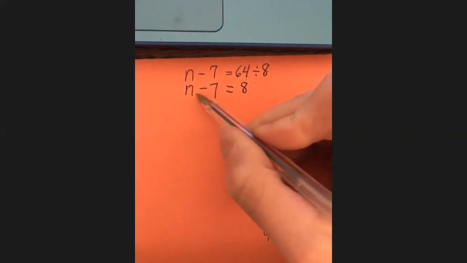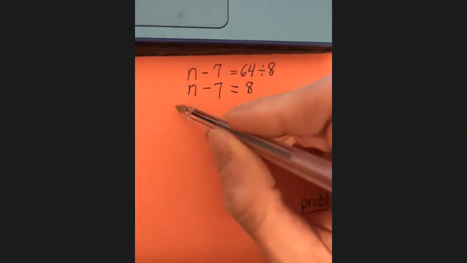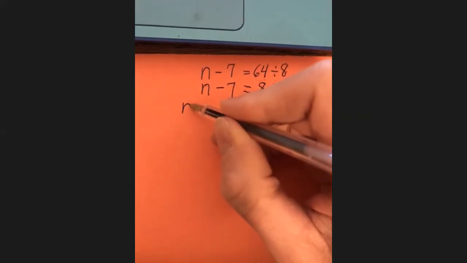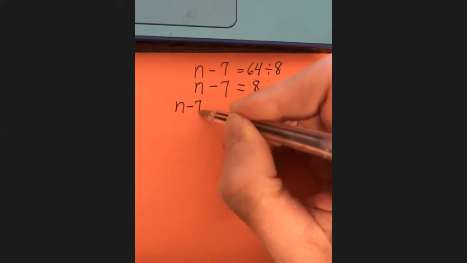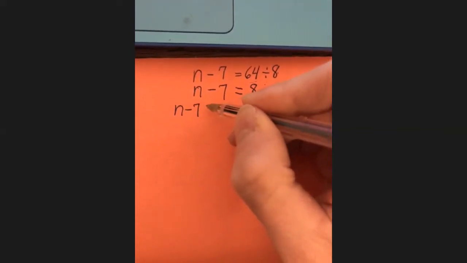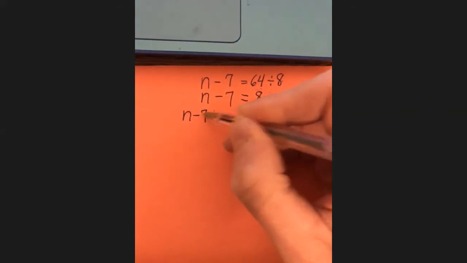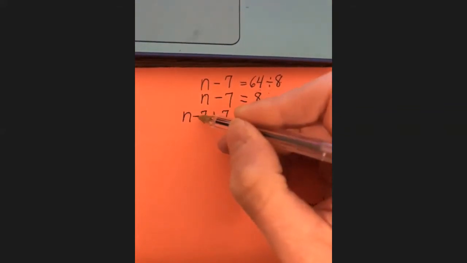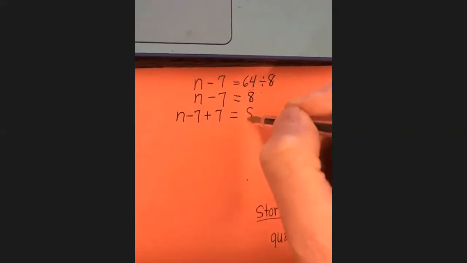We're going to have to look at this side now, and we're going to write over here. We're going to rewrite, but we're going to come over a little bit so we have room because we'll write some more on this step. In n minus 7, what's the opposite of minus? Plus. So in n minus 7 plus 7, use the same number. n minus 7 plus 7 equals 8.